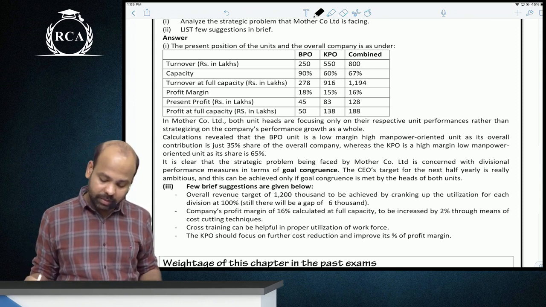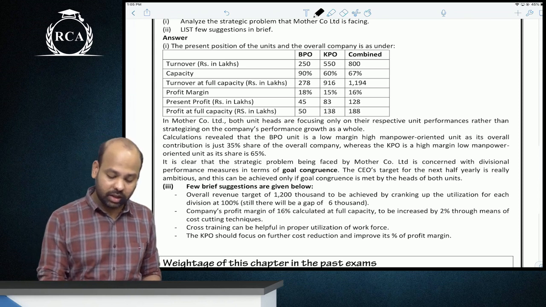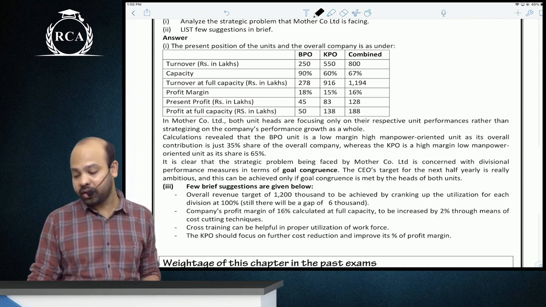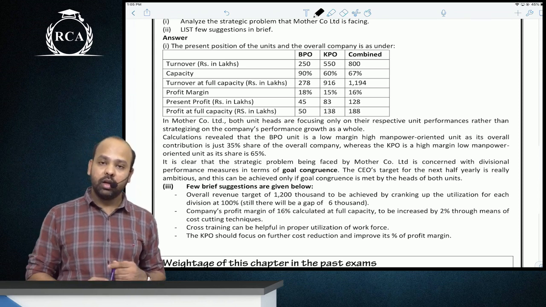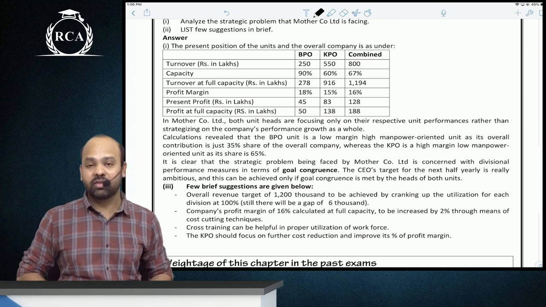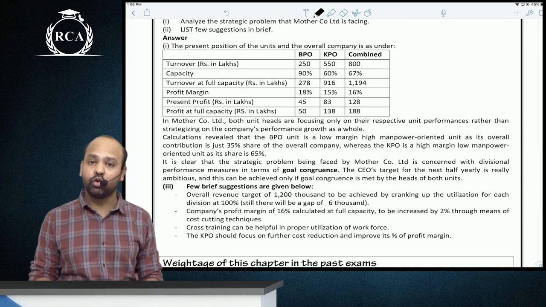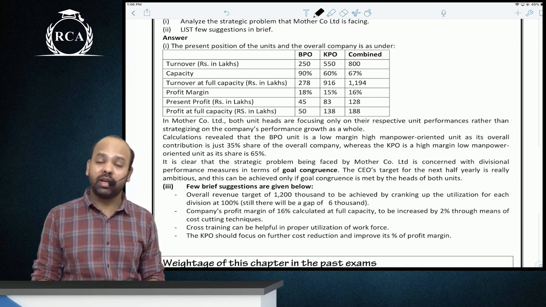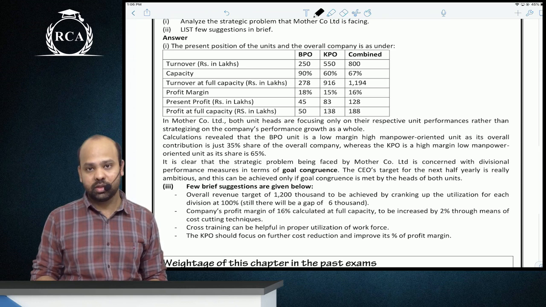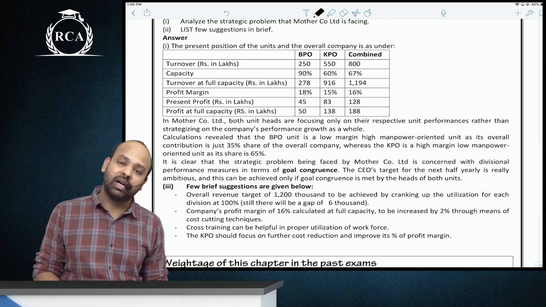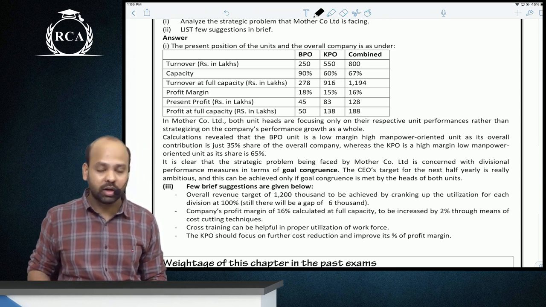So what is given here is very clear. They gave us the profitability at 100%. If you look at the profitability of the business processing unit from the answer, you will realize that the overall profit of the BPO unit is low. KPO has a very high amount of margin in absolute terms, though not in relative terms.